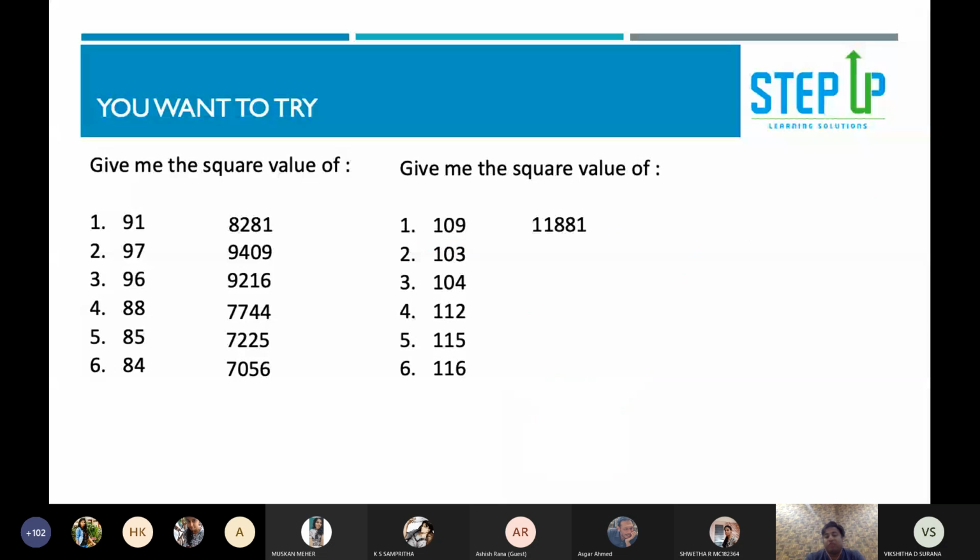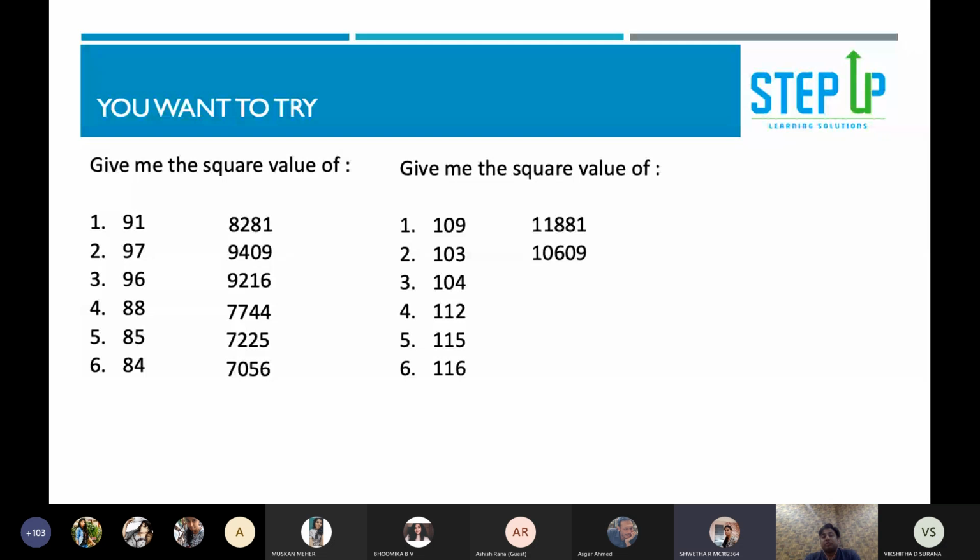What is the square value of 103? Again, simple. 1069. No, think again. 10609. Not 1009. Yes. So remember that thing. In the base of 100, we always have to use two digits at the end. So if 3 square is 9, you have to use 09 always. Right? What is the square of 104?